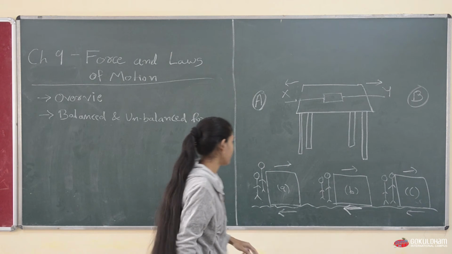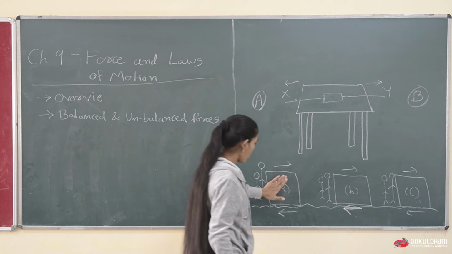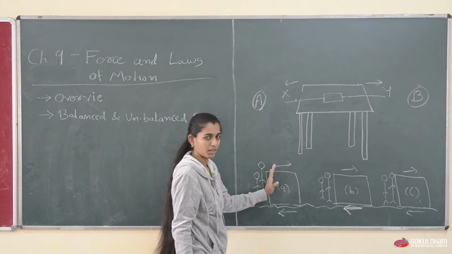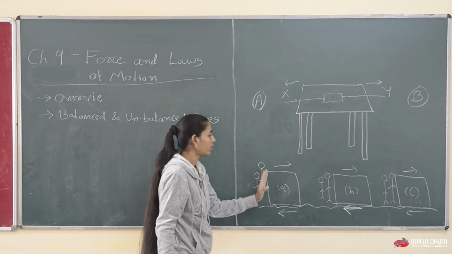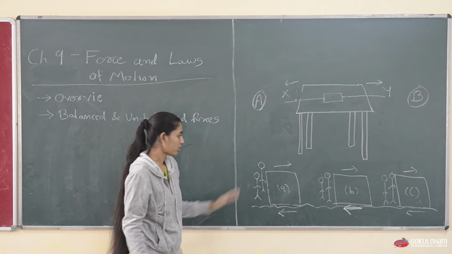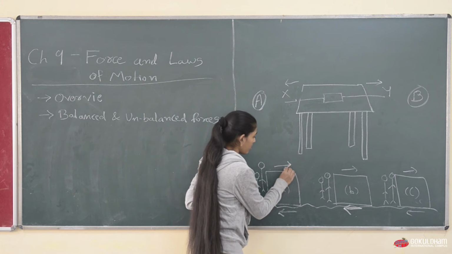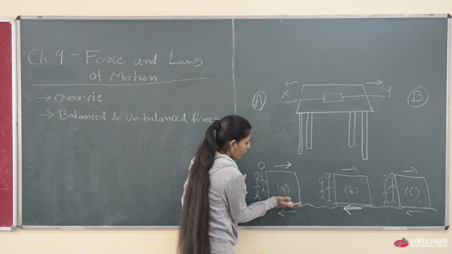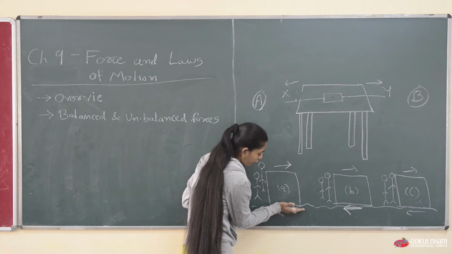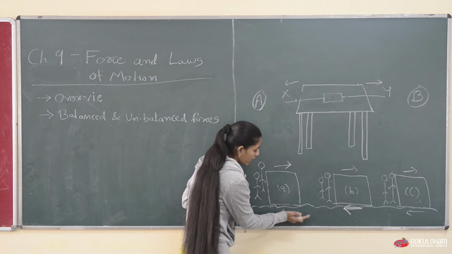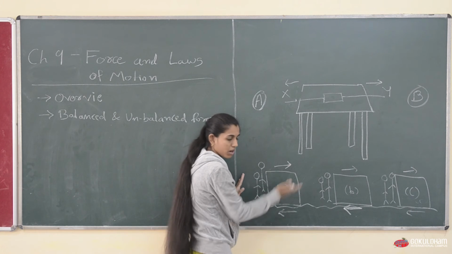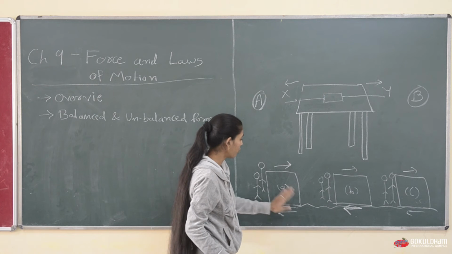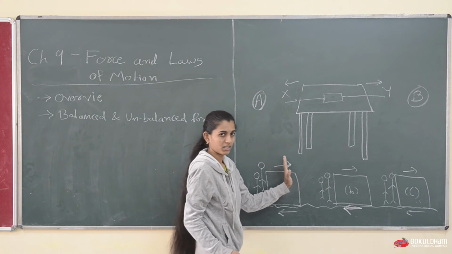Let us take another example. Here there is a box on a rough surface. Now two children are trying to push the box, but they are not applying much force. When they are not applying much force, there will be friction between the bottom of the box and the floor, and the friction will be on the opposite side of the push, so the friction will not let the box move in the direction the children are pushing.